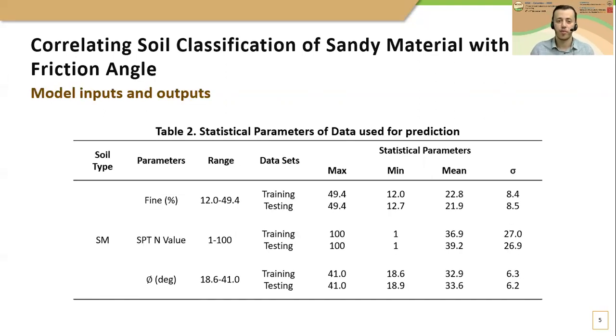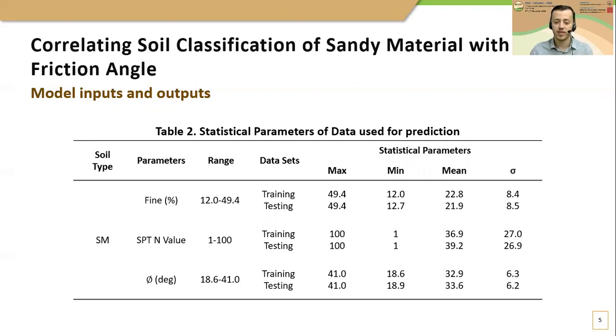After that, we identified the model inputs and outputs. The model inputs are fine content, percentage of fine content, and SPT N value. The model output was the angle of friction. The available data are divided into a training set to generate the model and a testing set to examine the performance of the model. This is basically a machine learning program. The training set represents 80% of the whole data, whereas the testing set represents 20% of the data.